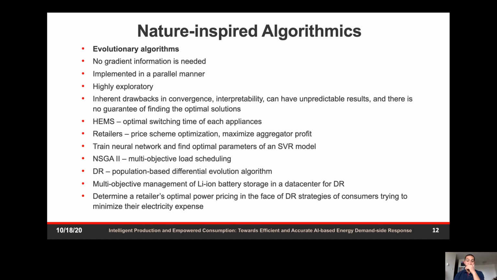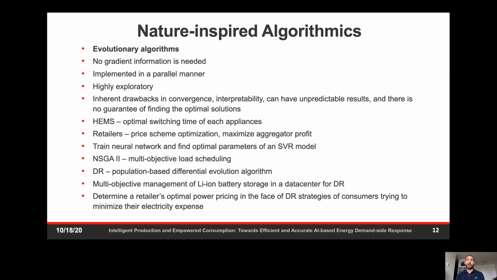Population-based differential evolution algorithm is also used in demand response for multi-objective management of lithium-ion battery storage in a data center for demand response. And like I mentioned, it's really used for optimal power pricing in the face of very complex and variable demand response strategies, and trying to minimize the electricity expense for the energy retailer.